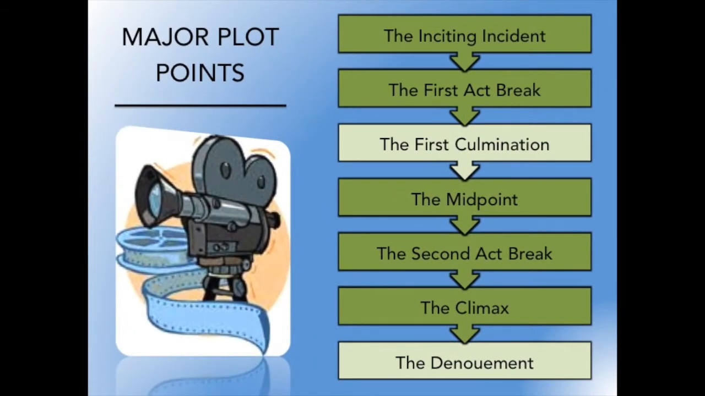So here are the major plot points of a feature script employing 3-act structure, and outlining begins with these. Your process of outlining will be so much easier if you start by identifying these plot points and then move to address and fill in the gaps that fall between them.